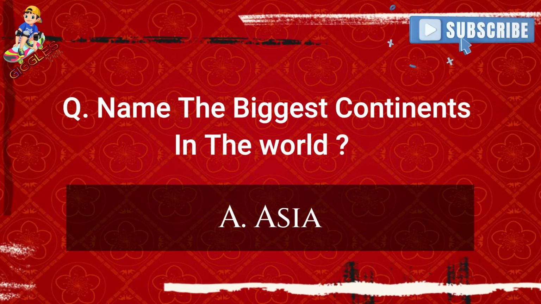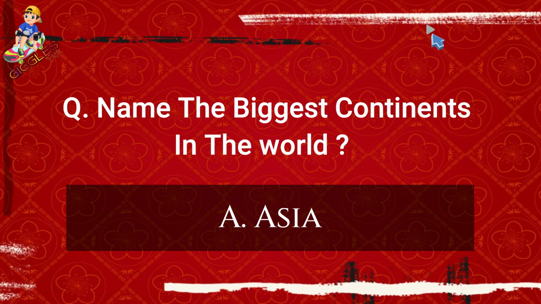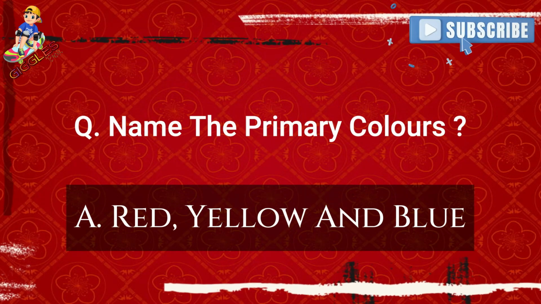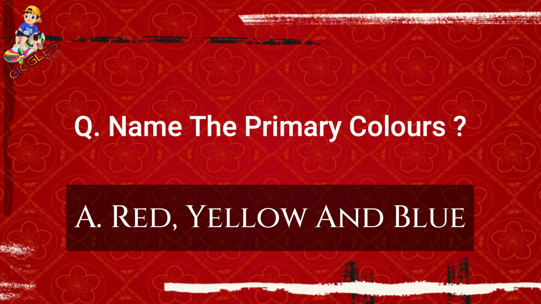Name the biggest continent in the world. Asia. Name the primary colors. Red, yellow and blue.